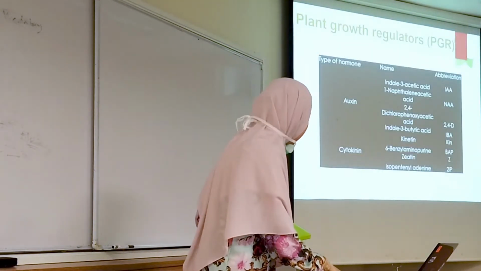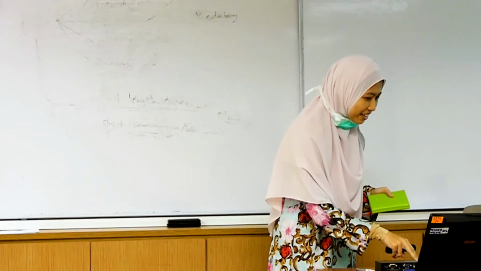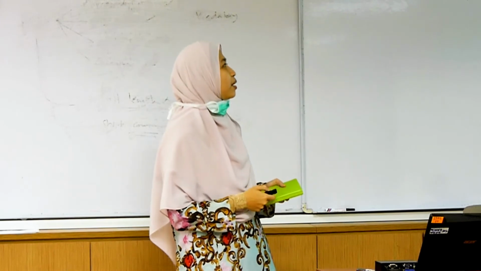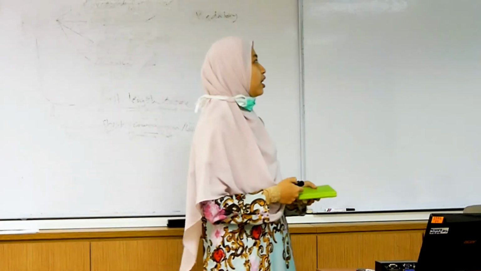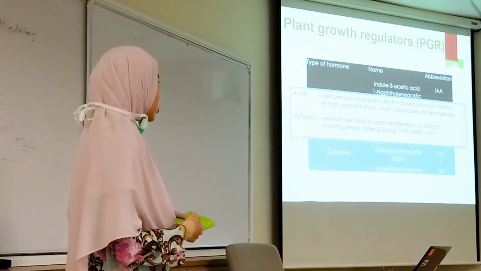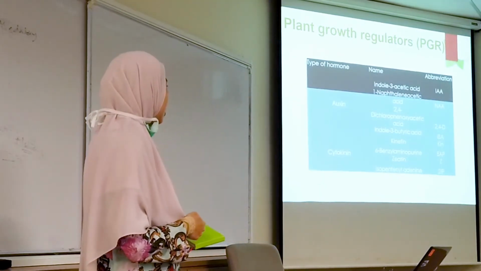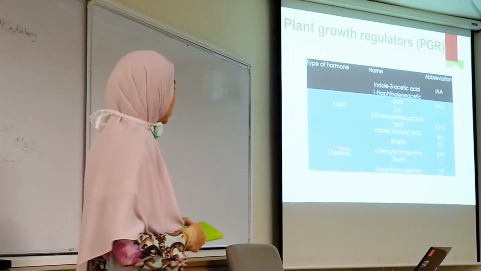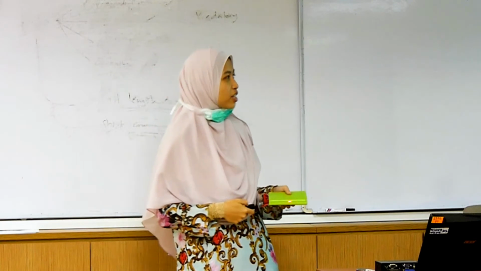So as for the literature review, the plant growth regulators that are most used are auxin and cytokinin. Auxin is required by most plant cells for division and elongation, and cytokinin for shoot proliferation and shoot morphogenesis. These are the most used in experiments. For auxin, we have IAA, NAA, 2,4-D, IBA; for cytokinin, kinetin, BAP, zeatin, and isopentenyl adenine.